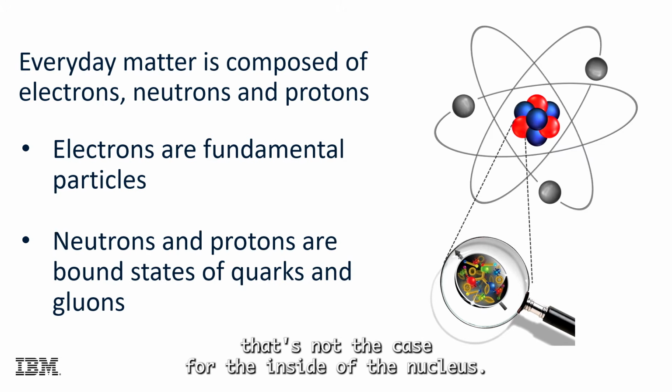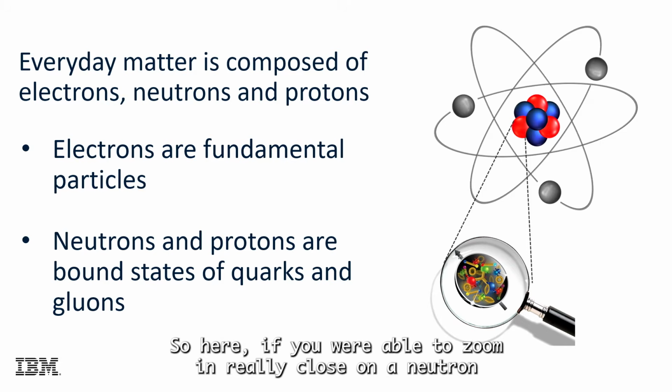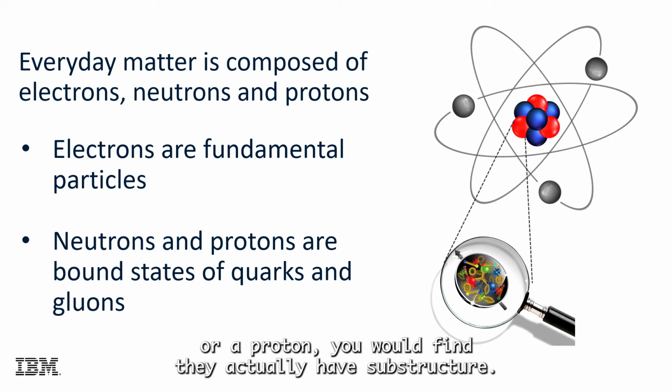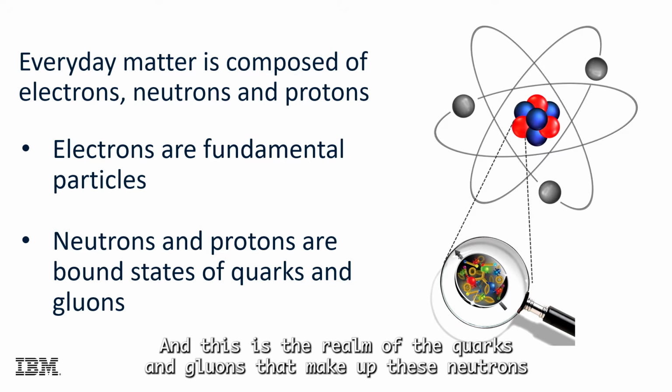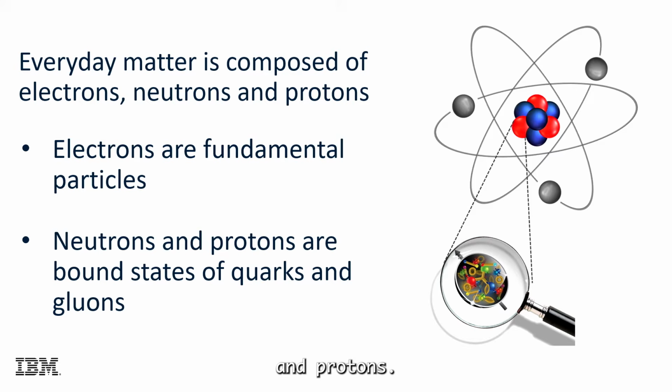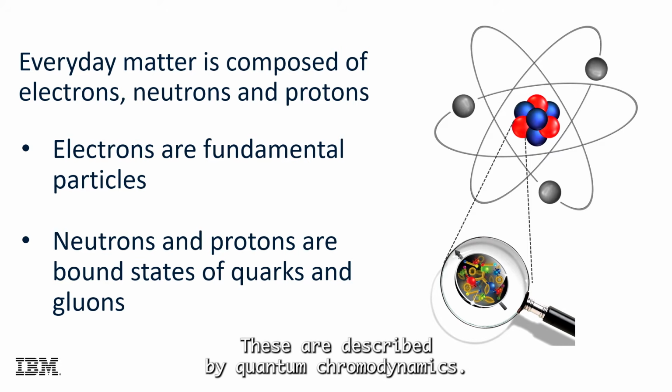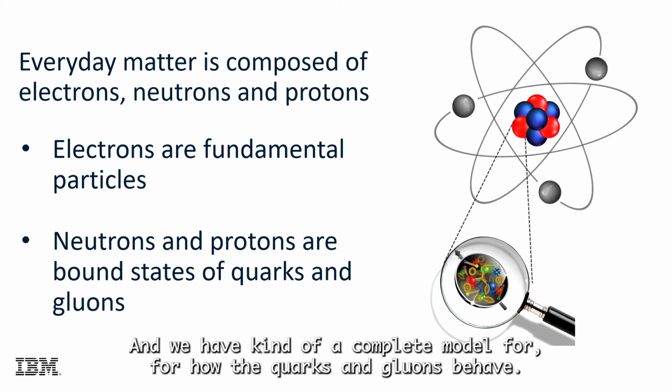But it turns out it's not the case for the things inside of the nucleus. So here, if you were able to zoom in really close on a neutron or a proton, you would find that actually they have substructure. And this is the realm of the quarks and the gluons that make up these neutrons and protons. These are described by quantum chromodynamics, and we have a complete model for how the quarks and gluons behave.